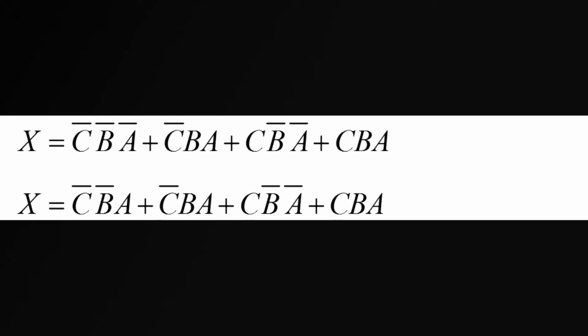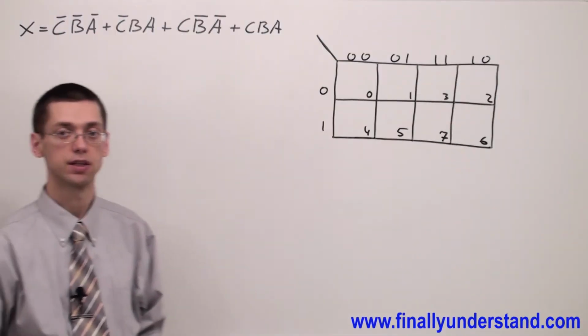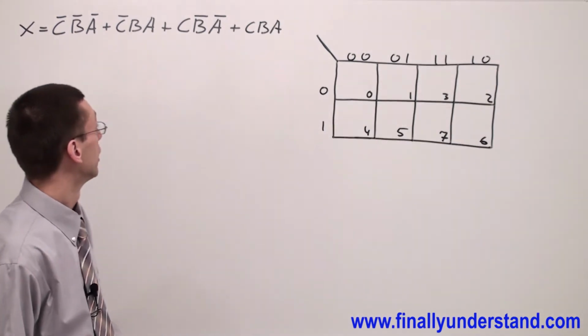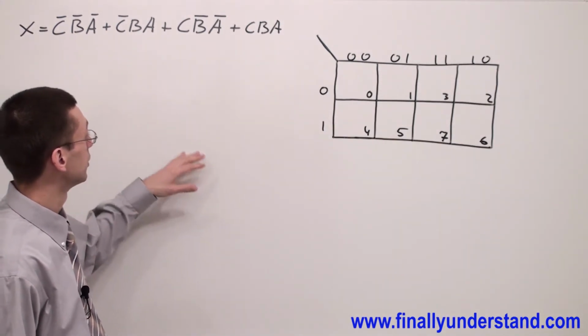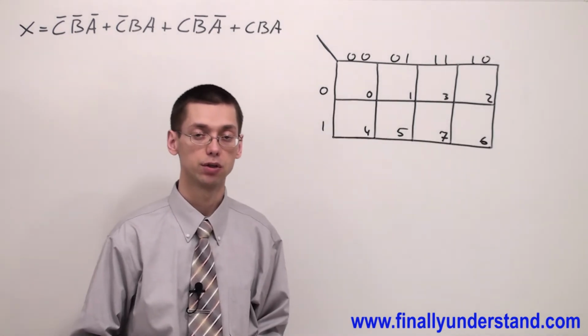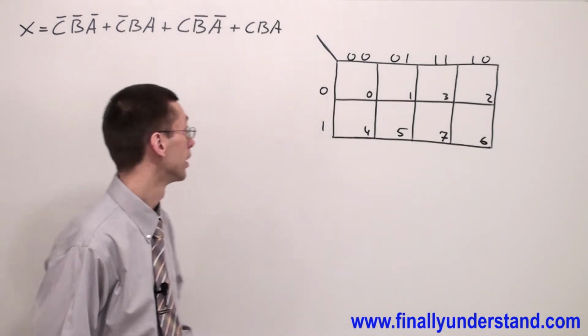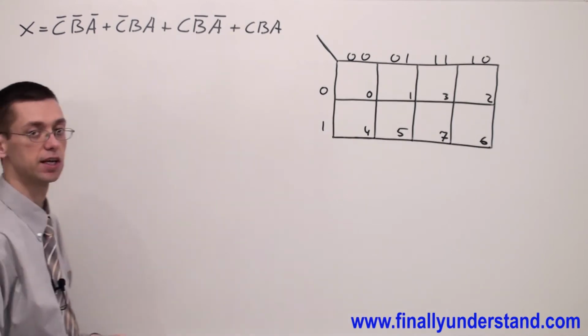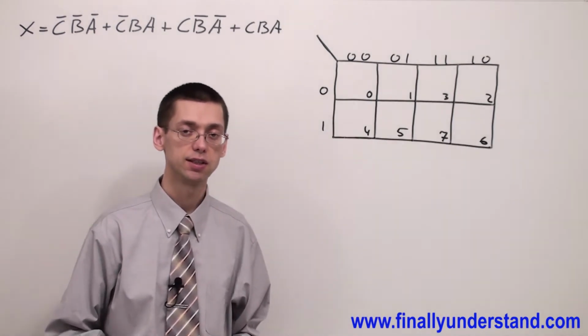Let's take a look at this example. This is nothing else, just the standard sum of the products. Let's prepare first the Karnaugh map for this simplification. Please notice that C represents the most significant bit and A represents the least significant bit.